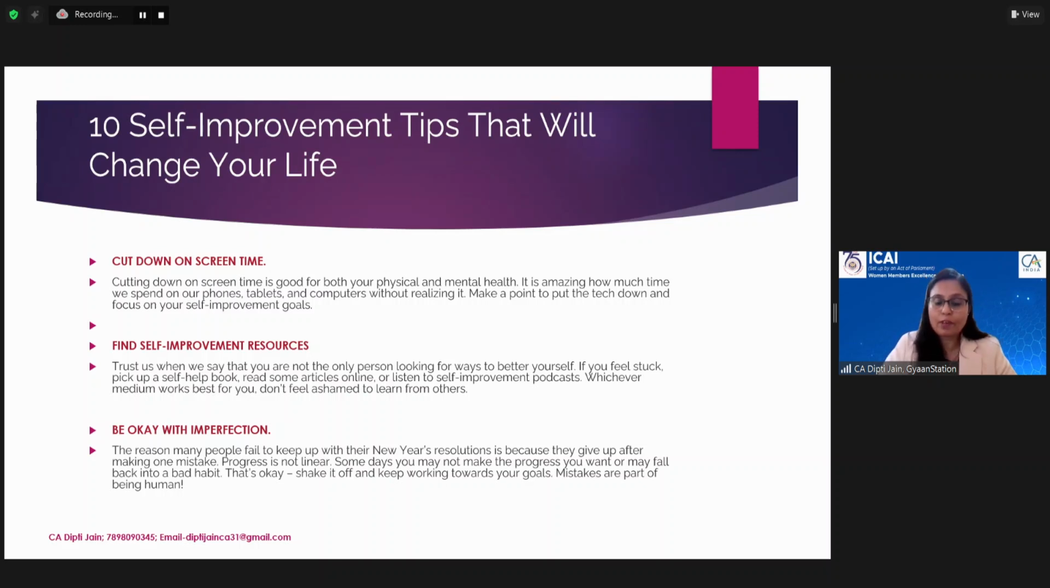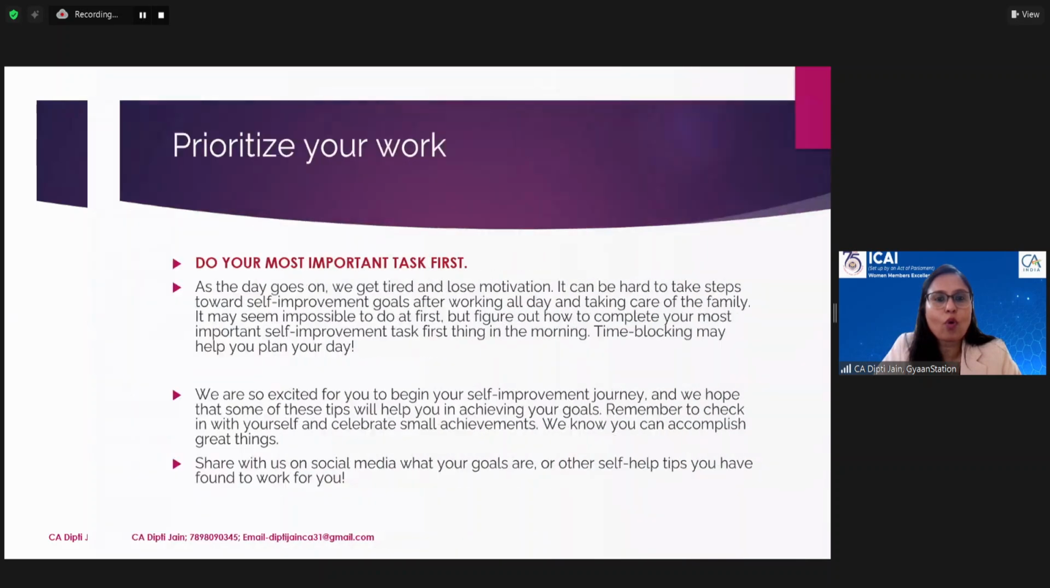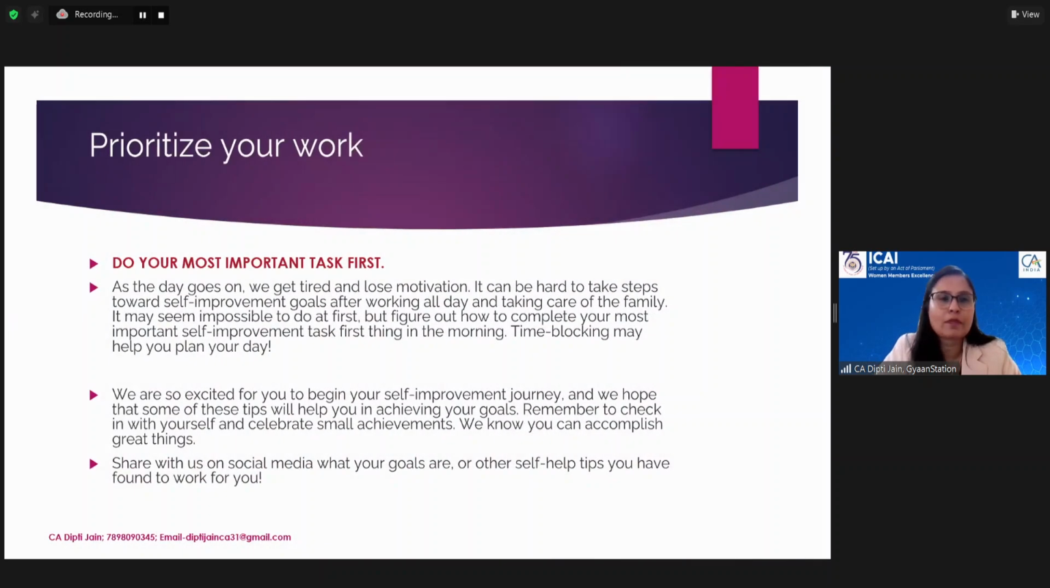Be okay with imperfections. It's very important to accept your imperfections. The reason I think many people fail is that we are not so perfect. Don't expect perfection in your life. Just be okay with whatever it is. Sometimes it happens that when we go for too much perfection, things don't happen at all. So don't wait. Just start and do whatever you can do.